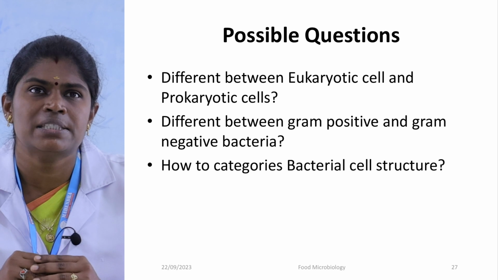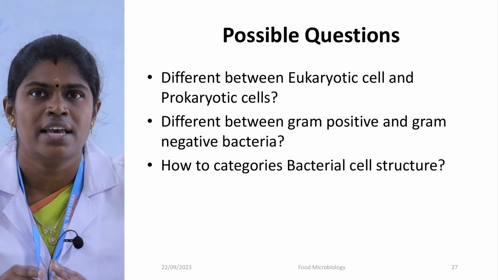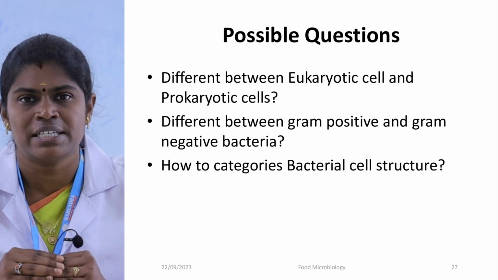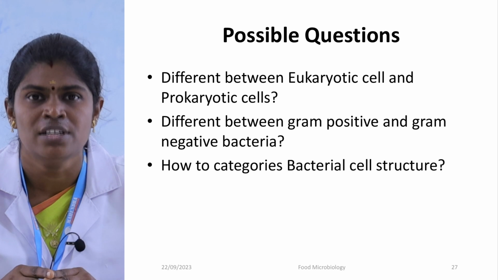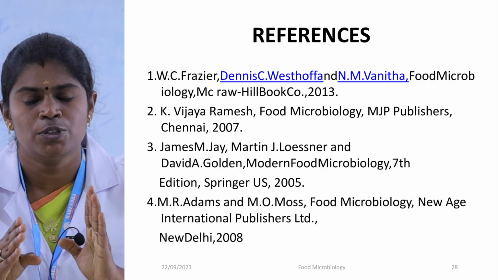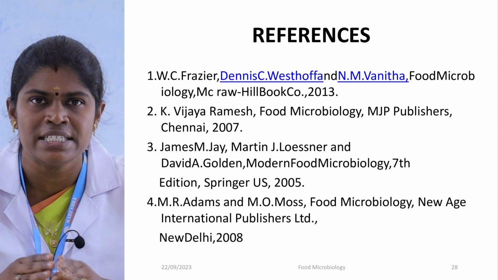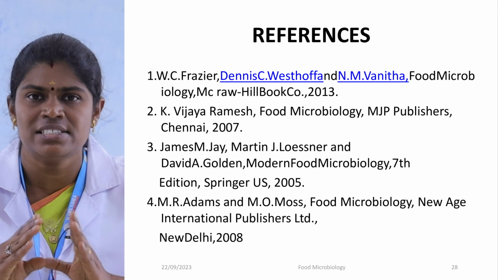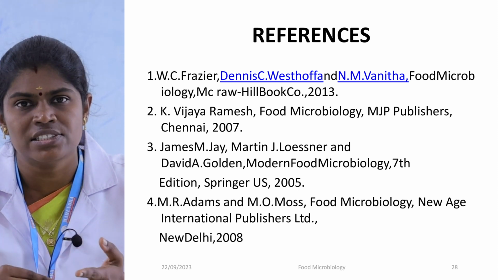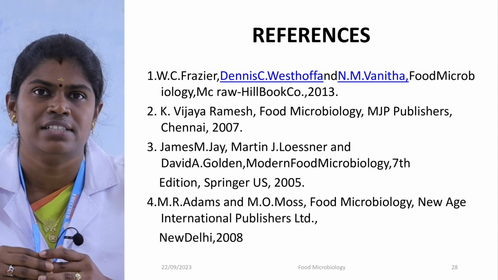These are the possible questions: the difference between eukaryotic cells and prokaryotic cells, and between gram-positive and gram-negative bacteria. This is the main important question. We should know the difference between gram-positive and gram-negative, using what technique? The staining technique. We should know the staining technique and the bacterial cell structure, which we have seen previously: the internal structure, and the external and inner layers of the cell. Thank you.